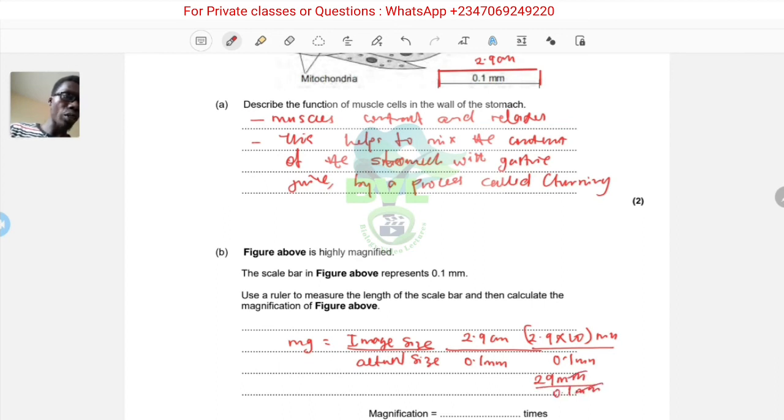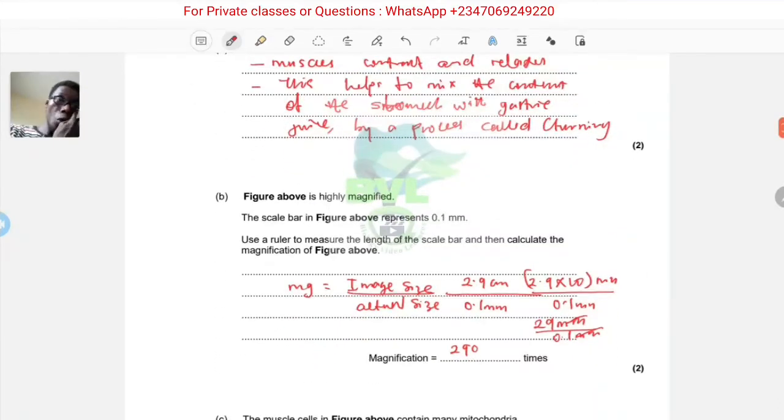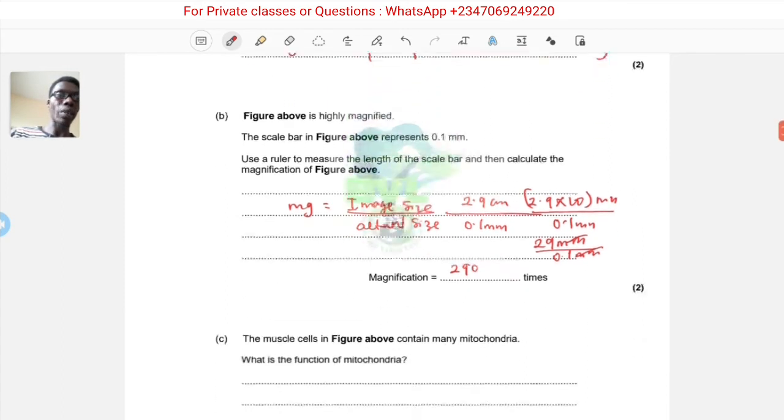It's going to be 29 millimeter divided by 0.1 millimeter. So the millimeter cancels each other out. So 29 divided by 0.1, that's 290. So the magnification is 290 times. So that means this muscle cell has been magnified 290 times. That's the answer there. Hope you understand. Please feel free to rewind the video to get that right. Unit matters a lot when you're doing calculations or questions on magnifications.